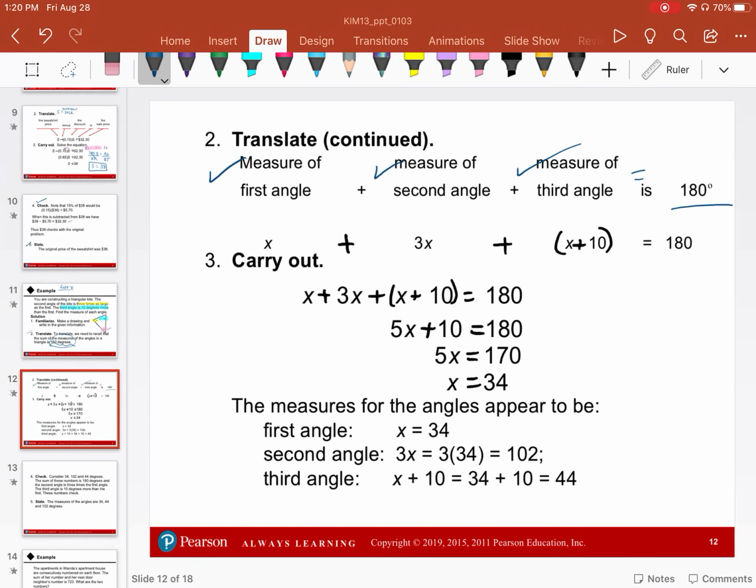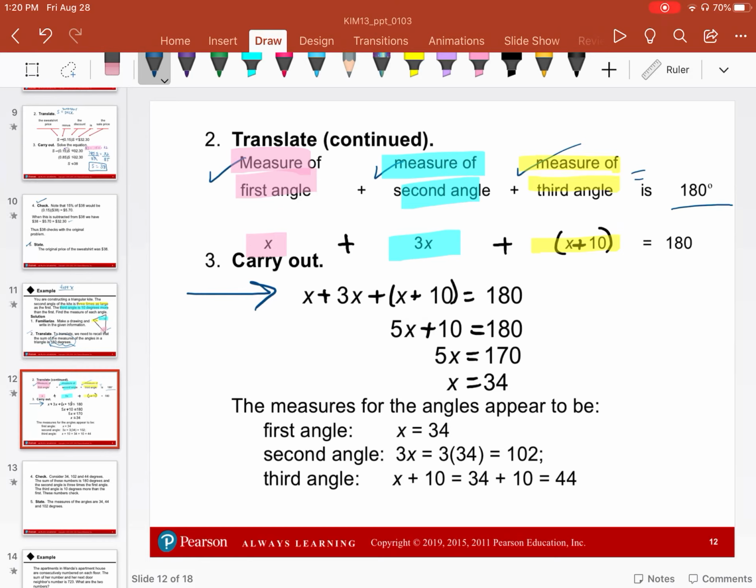So let's go ahead and set that up. We know our first angle is x. Our second angle is 3x. And our third angle is x plus 10. So let's put that all together and create a formula, such as we see here. So we have x plus 3x plus x plus 10 equals 180.